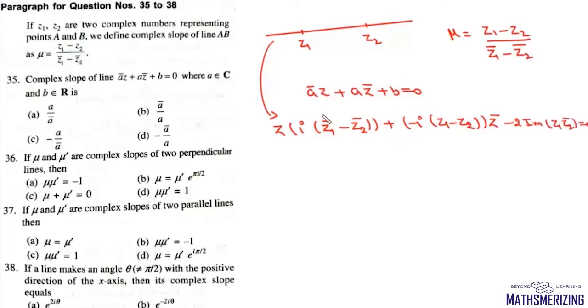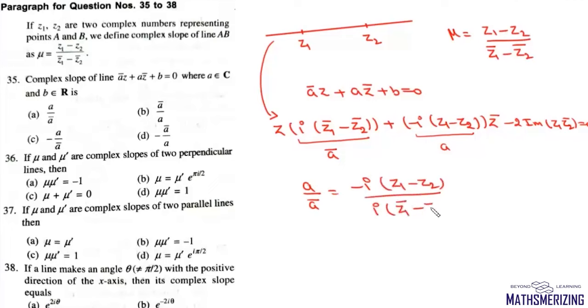Now we compare it with the standard equation. This is your A bar and this is A. Now if we find A upon A bar, it will be minus iota times (Z1 minus Z2) upon, and A bar is iota times (Z1 bar minus Z2 bar). Now this iota will cancel, and this expression is nothing but mu. So it will be minus mu. So its complex slope will be simply minus A upon A bar, and that's your option C.